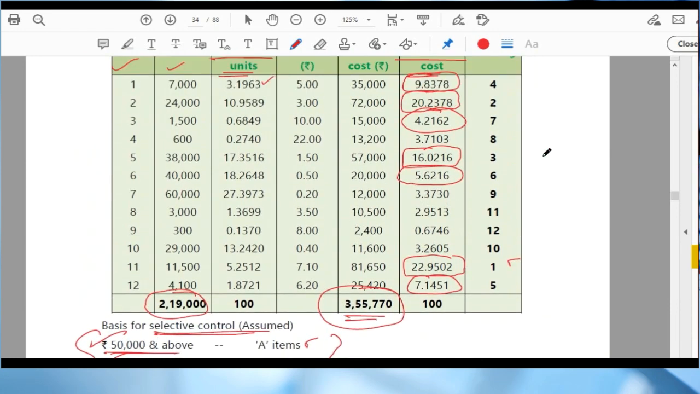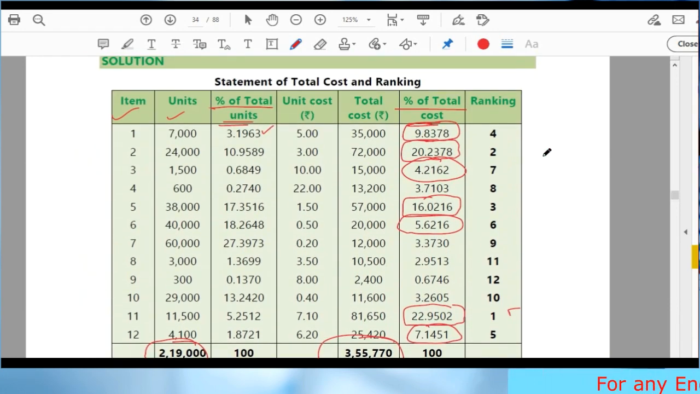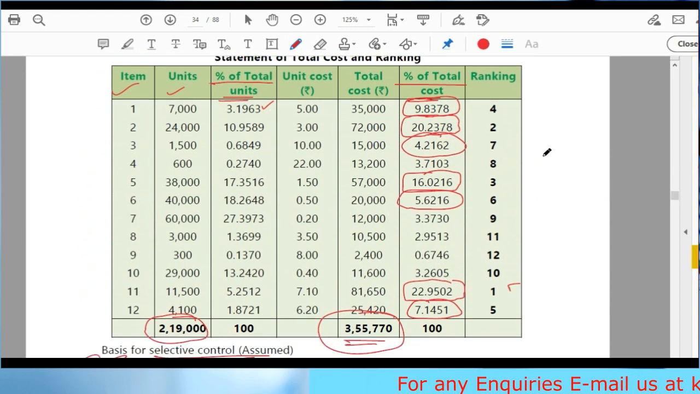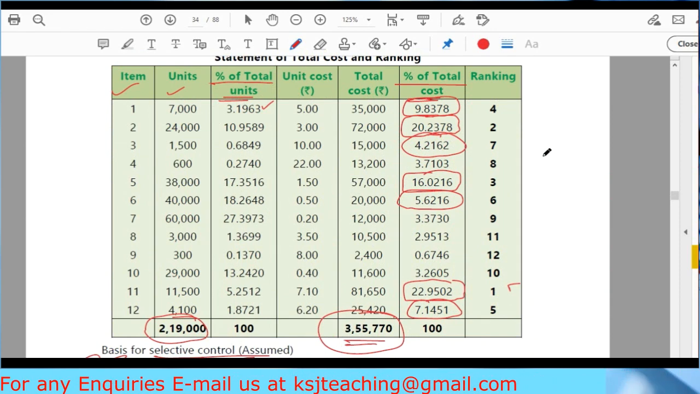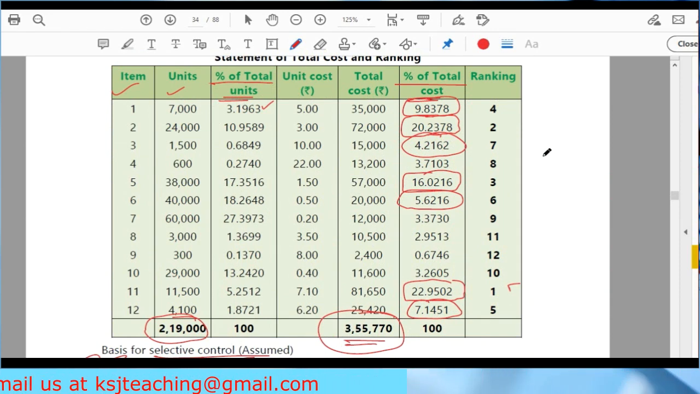It is done on the basis of the value and not on the basis of quantity. This thing you need to understand. Clear? So this was only one question that we needed to discuss regarding this. So this was from your ICAI module only. Clear?